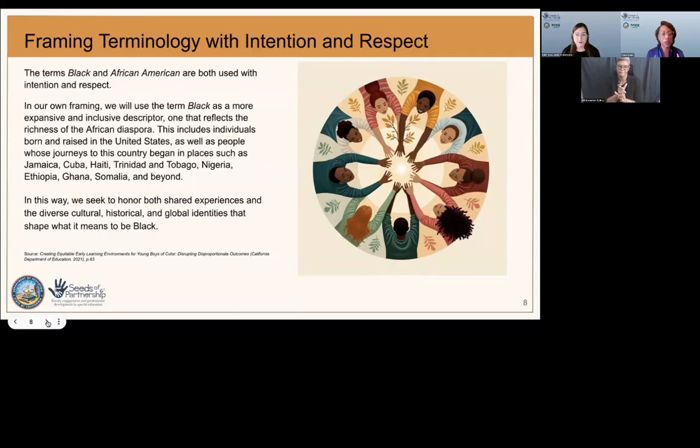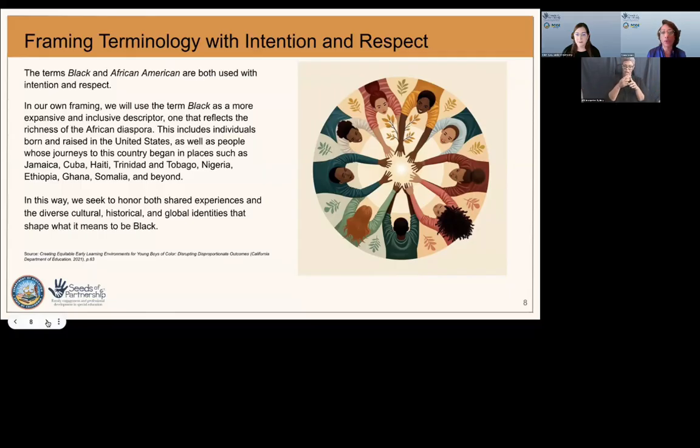So we want to lift the view and the perspective. When we use the term Black, what are we actually referring to? Because Black is not a monolithic or one way of looking at a group of people, nor their lived experiences. So in our training today, we are framing this language and we're using the term Black as a more expansive and inclusive descriptor, one that reflects the richness of the African diaspora.